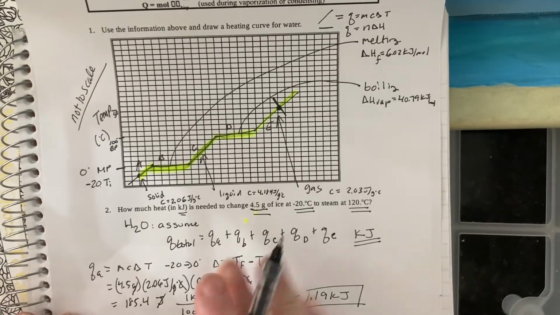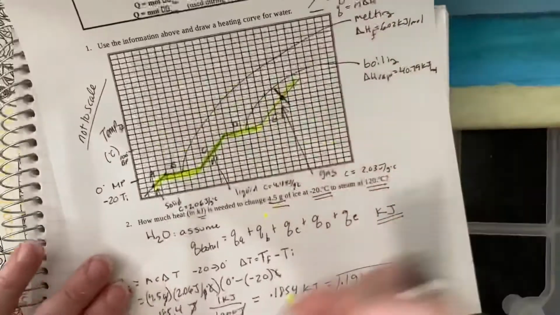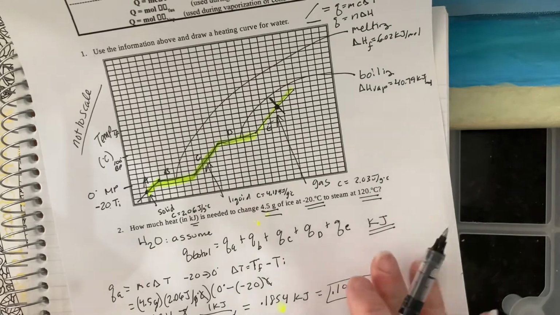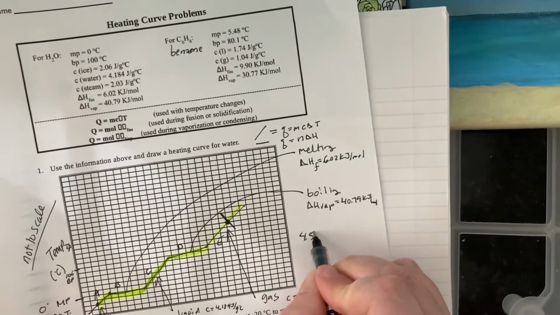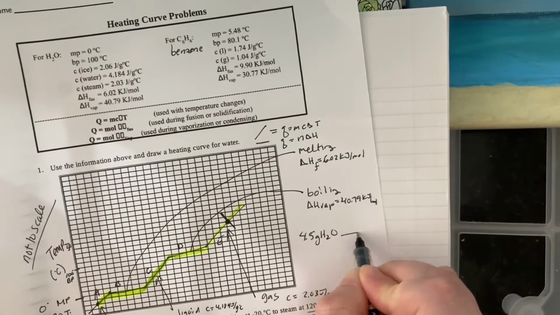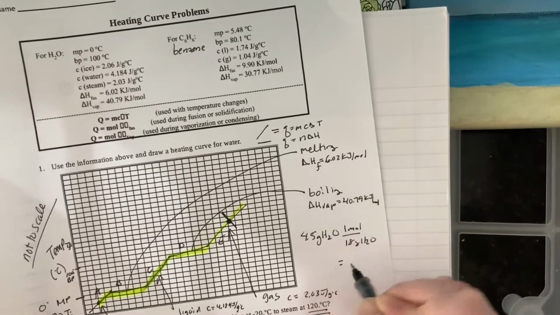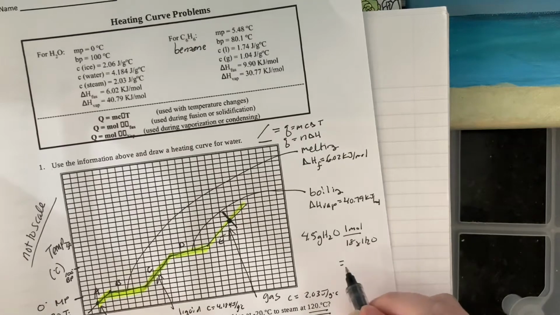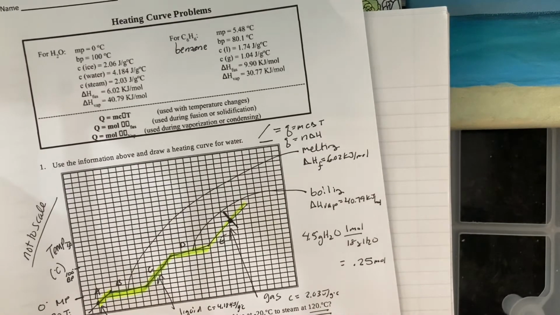Q for line segment B. B is a flat line, so I'm going to use N delta H. I don't have a number of moles. It didn't tell me number of moles, so I'm going to use my molar mass. Little side quest here. 4.5 grams of water, where 18 grams of water is 1 mole. So that's going to tell me I have 0.25 moles of water each time that I do it.